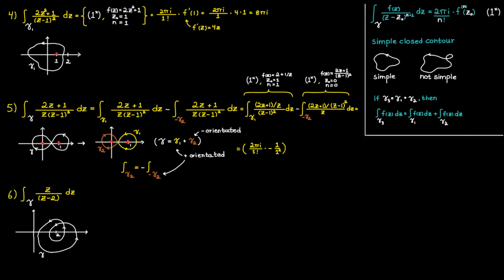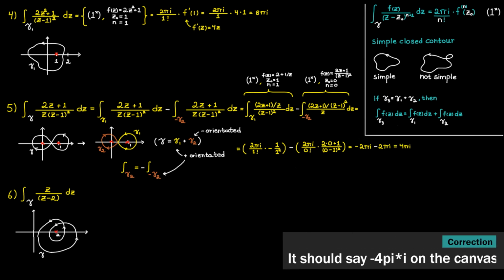So with the first one done, we can continue to the second one. So we take minus the second integral, which is going to be equal to the following according to the formula. And here we have that the function f, which is a different function from the first one, evaluated at 0, is going to be equal to the following. So by simplifying this a bit, we get minus 2 pi I minus 2 pi I, which is simply equal to minus 4 pi I.